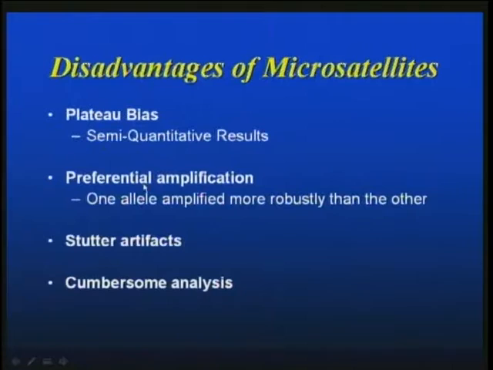Sometimes you see preferential amplification because it is a multiplex, although the manufacturer has done his best to ensure that all of these loci are amplified equally efficiently. As you can imagine, in practice, that's not always the case. So there are some alleles that are amplified more robustly than others. You oftentimes get stutter artifacts, which then have to be accounted for in your calculations. And finally, the analysis can be very cumbersome unless you set up macros to handle them for you.